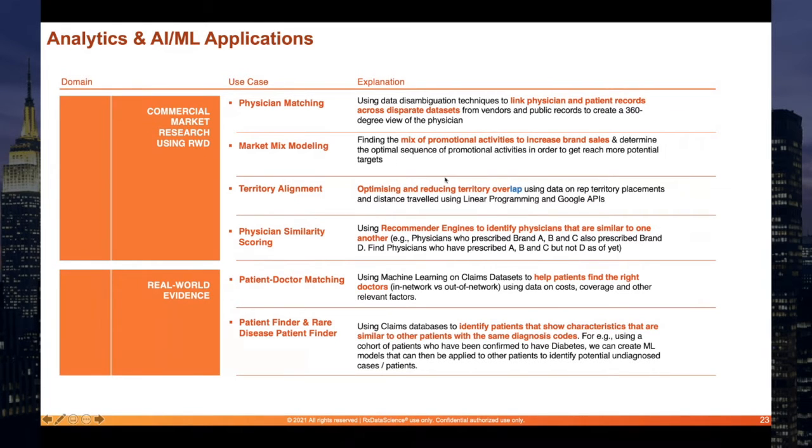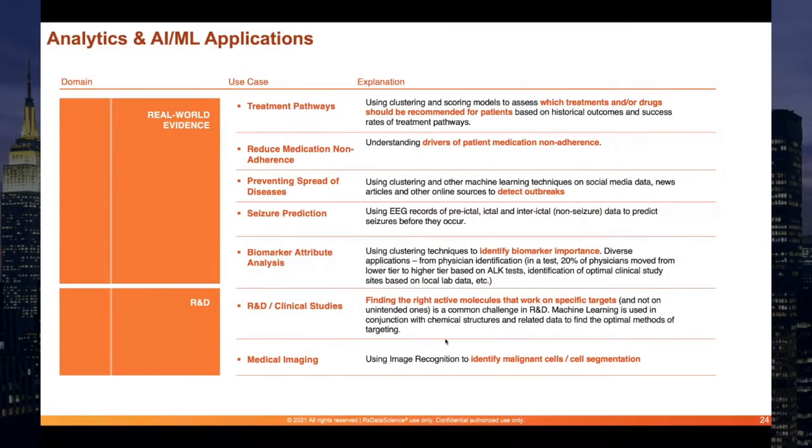Market mix modeling, so the kind of promotional activities you can do to increase your brand sales. Territory alignment, similarity scoring, patient-doctor matching, rare disease patient finders. This is an important one. For rare diseases, you can use machine learning to find those patients from EHR databases. And there are many, many others: treatment pathways, medication non-adherence, spread of diseases, and so on.